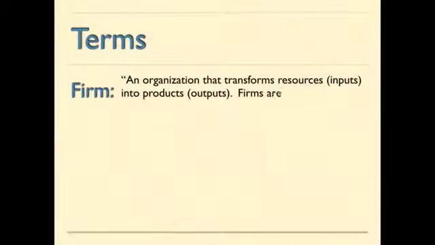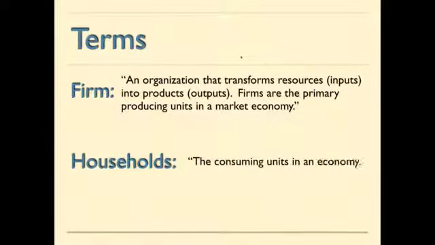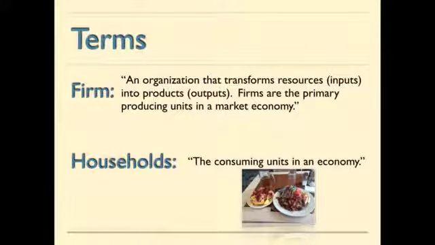So some of the terms that you're going to need to know: I'm going to be talking about a firm or firms, and according to the textbook, a firm is an organization that transforms resources, inputs, which include land, labor, and capital, into products or outputs, what they produce. And firms are the primary producing units in a market economy. Also, we need to know what economists mean by households, and households are just the consuming units in an economy.